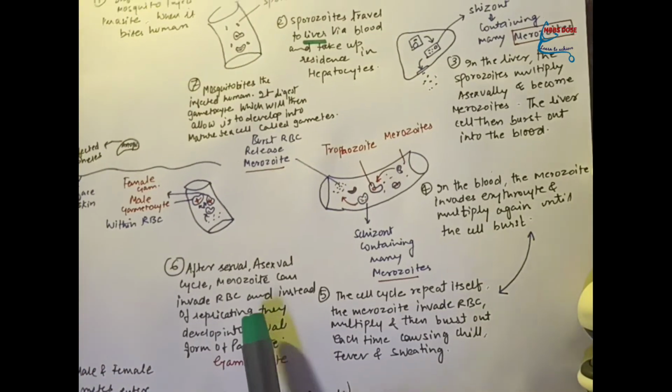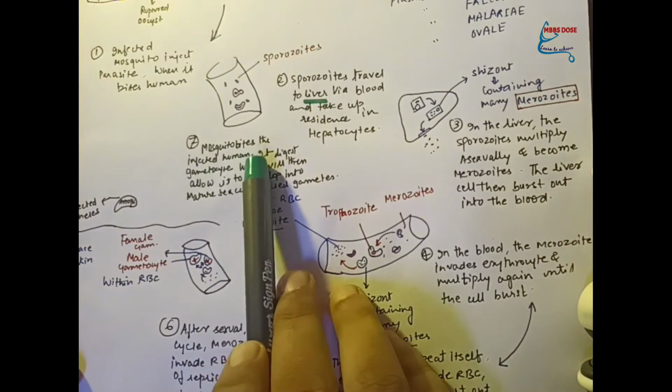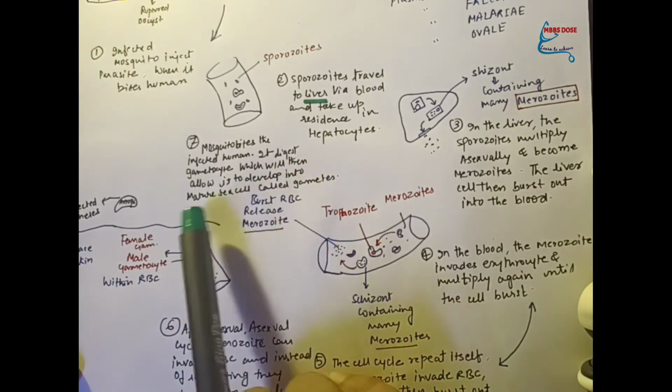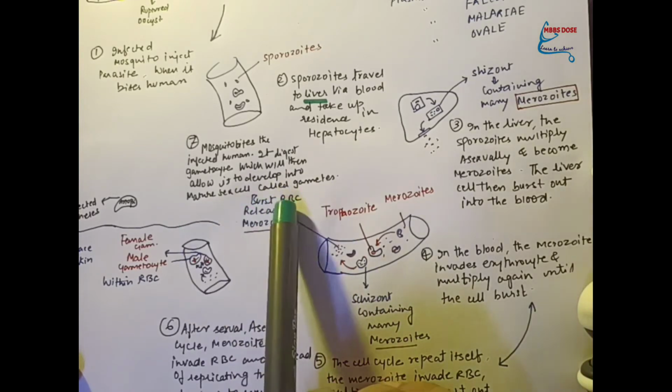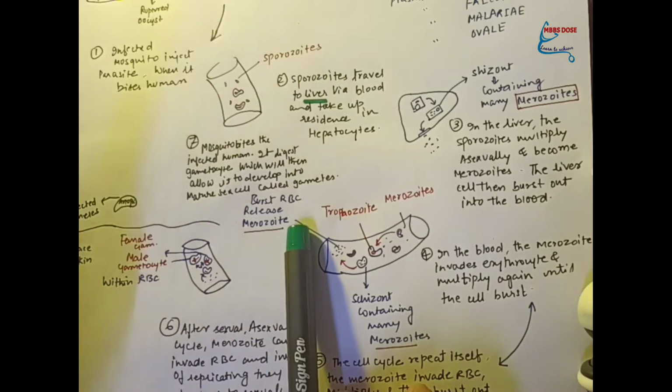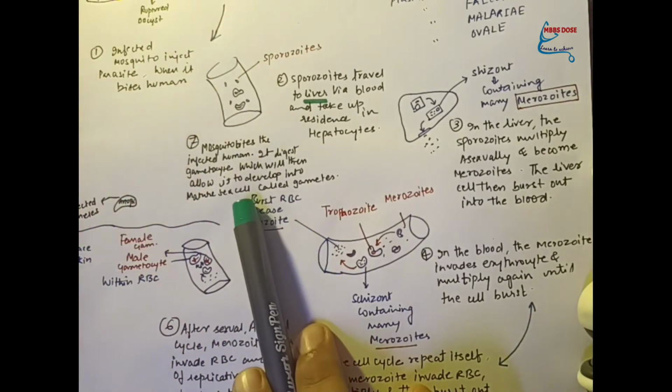And in the next step, the mosquito bites the infected human. It ingests the gametocytes, which will then allow them to develop into mature sex cells called gametes. Now, a fresh mosquito, which does not already contain the parasite, bites a human and thereby takes up the gametocytes which have already been produced in the blood of the human being.